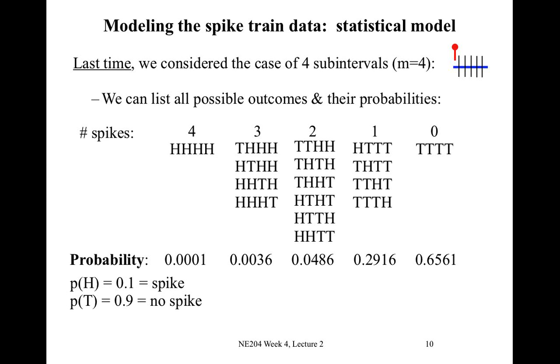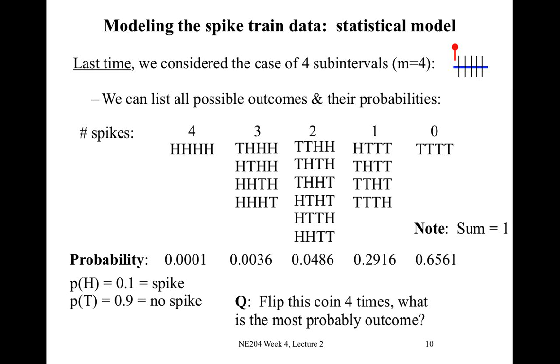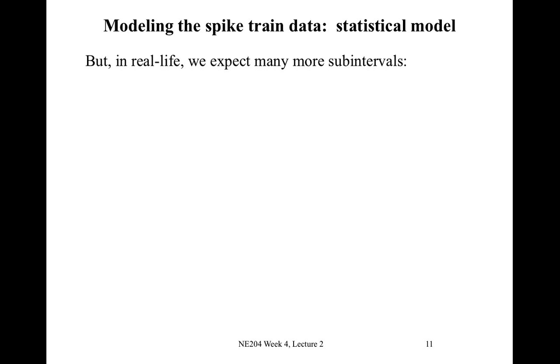And notice in no spikes, we flip our biased coin four times and we get T each time. Another thing to notice is that the sum of all of these probabilities of observing four spikes, three spikes, two spikes, one spike, or no spikes must be 1, because we've listed all possible outcomes here. If we flip our coin four times, we're going to either observe four spikes, no spikes, or something in between. We've denoted all the outcomes here. So if we flip our coin four times, what is the most probable outcome? Well, in this case, it's not observing any spikes. The probability is 65%, 0.65.